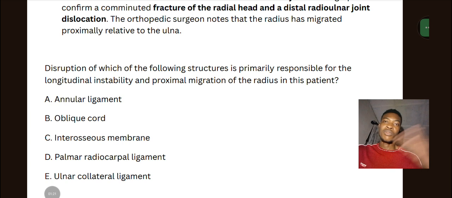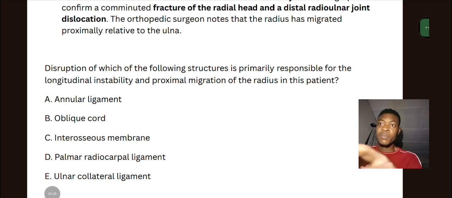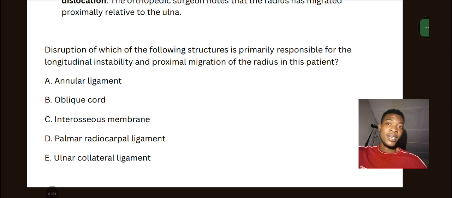Oblique cord is just proximal to the interosseous membrane, but it's just vestigial. It's vestigial in the human body. Does not really have a function. The palmar radiocarpal ligament is in the wrist. It's the ligament in the wrist that holds the radius and the carpal bones. Right. It tries to hold them in place to stabilize the wrist. Ulnar collateral ligament is found at the medial epicondyle, right, and the function does not stabilize the wrist.